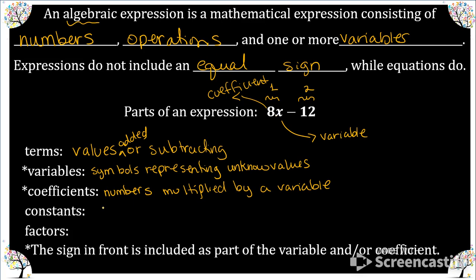The next part of an algebraic expression is called the constant. This is a number that remains constant. It never changes. So it's a number by itself, no variable with it, and it never changes. So minus 12 is always minus 12. No matter what x may be, whatever value of x, we're still going to constantly subtract 12.